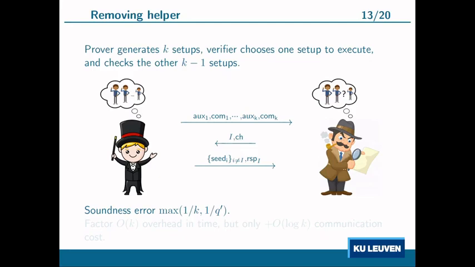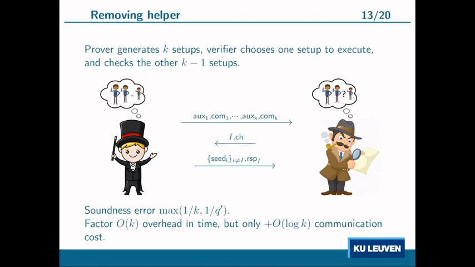This is so because either the prover cheats in one of his k setups, in which case he will be caught with probability 1 minus 1 over k, or if he's honest in all his k setups, then the soundness of the underlying sigma protocol with helper kicks in, and we know that the soundness error is at most 1 divided by q prime. This transformation increases the runtime of the protocol by a factor which is linear in k, because the prover has to do the setup k times.